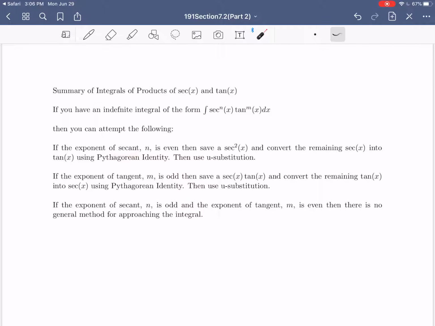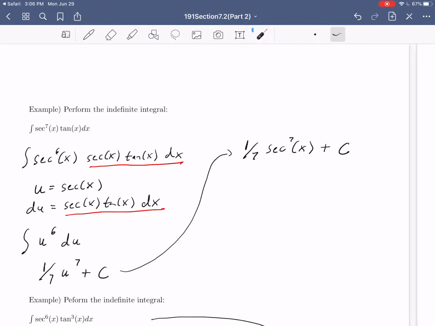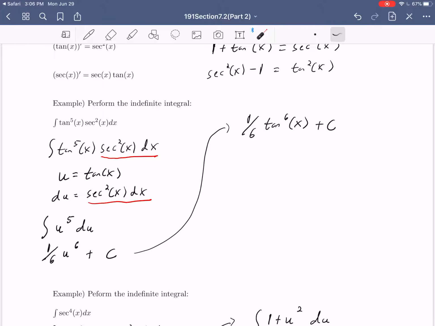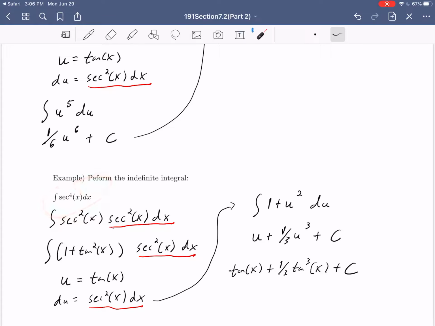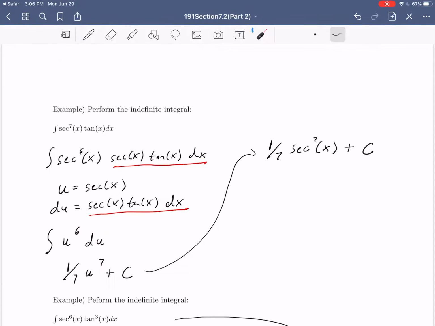If the exponent of secant, n in my notation here, is even, then what you should do is save a secant squared and convert the remaining secants into tangents using the Pythagorean identity. Then you can use u substitution. So if the exponent of secant is even, you save the secant squared. If we go back, that was our first two examples. In this one here, we had tangent to the 5th secant squared, an even power of secant. We saved the secant squared, didn't actually have to do any conversions, just immediately went to the u sub. Here we had secant to the 4th, that's an even power, saved a secant squared, converted the remaining secants into tangents, and u subbed. Okay?